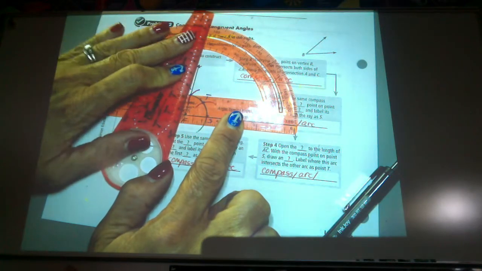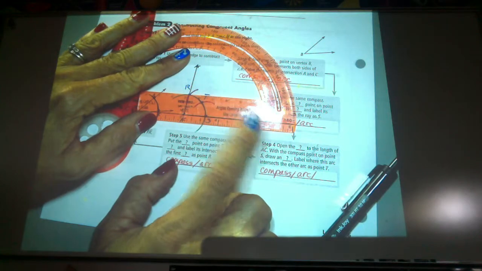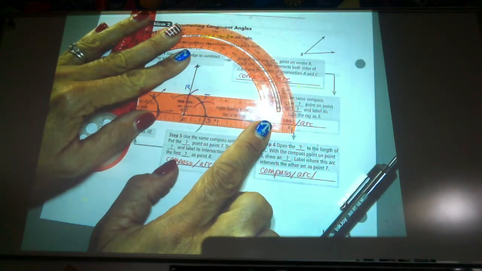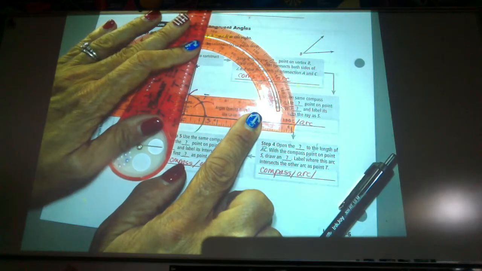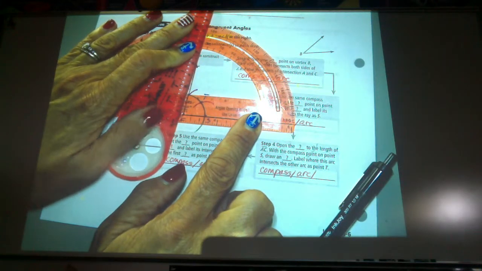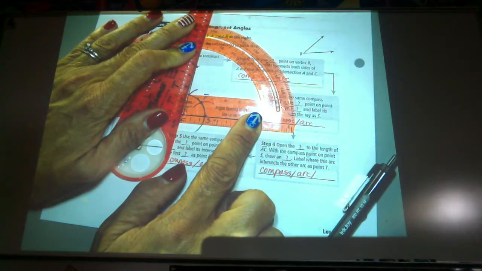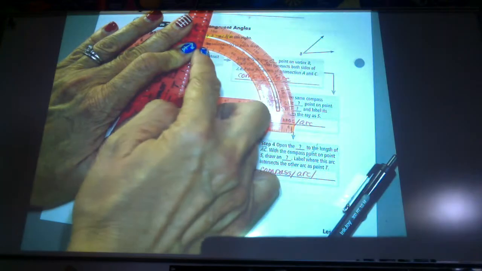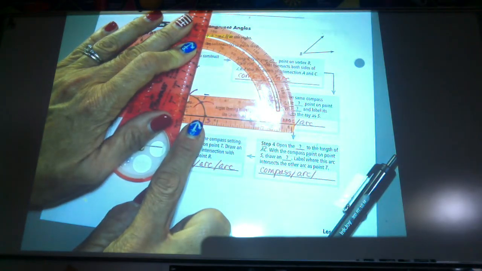And then if I extend this, make sure I'm up where I'm supposed to be. If I extend this, you might be anywhere from 1 to 5 degrees off. And so right here is my 80, so I am about 3 degrees off. But that's okay. It's close enough for our work here.